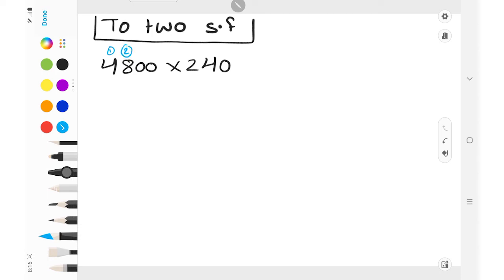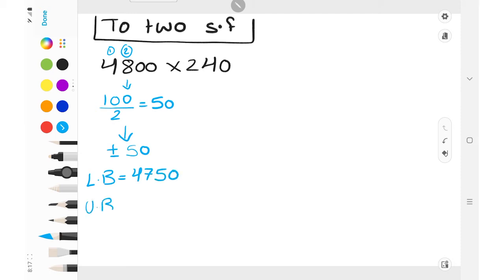And third, fourth. So my second significant figure is 8. It's 800. So I will put 1 in place of 800, divided by 2, which is equal to 50. So for this number, I will add and subtract 50. Now my lower bound will be 4,750. And for my upper bound, 4,850. This is for 4,800.